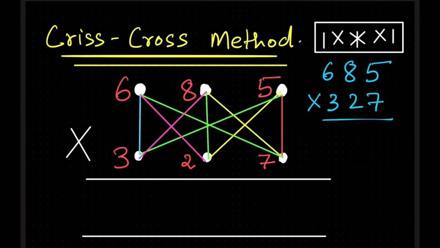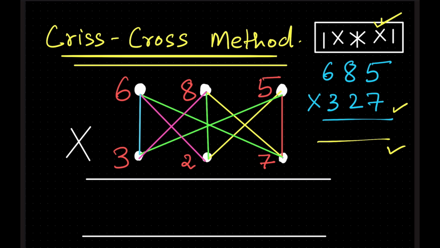Last class we saw 2-digit criss-cross multiplication of two numbers. In today's class we will see 3-digit multiplication. You need to remember this formula here. Let's start with an illustration. For example, you have to multiply 685 into 327. How will you do this?